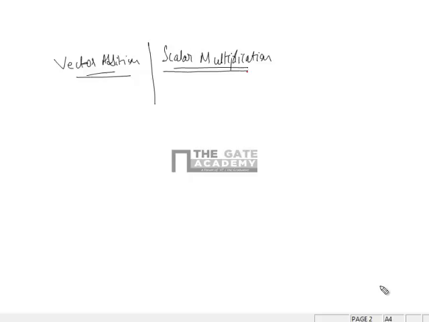What do I mean by scalar multiplication? That is, I have a vector called A. I find lambda A. What does lambda A mean? Lambda A is also another vector. So how will this lambda A look? Lambda A is nothing but a scaled form of A.